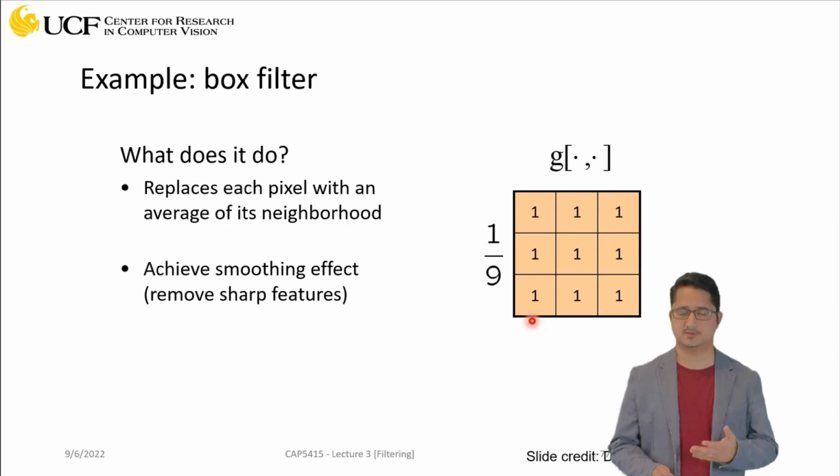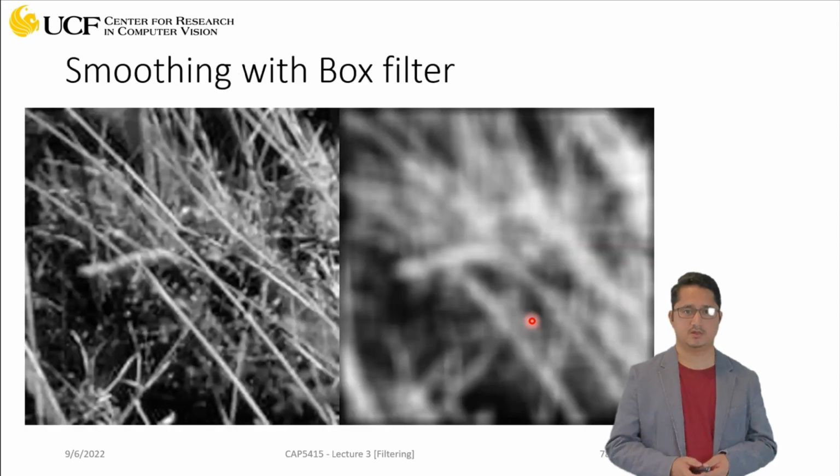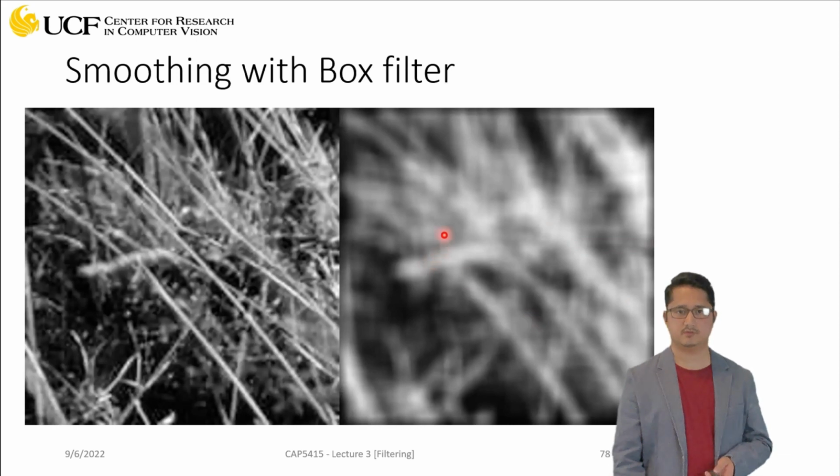All right, so what it's doing is smoothing, and it's trying to remove sharp features. For example, if you have edges, it will smoothen the edges. So this is a very extreme case of box filtering. You can see that all these sharp features are completely gone after box filtering.